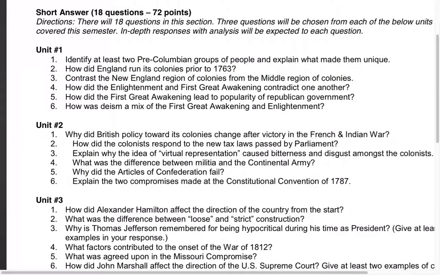Unit 1, number 1, identify at least two pre-Columbian groups of people and explain what made them unique. There were several groups that we went over. We went over groups like the Aztecs, the Mayans, the Incas, the Pueblo, and the Iroquois. The Aztecs were the most successful and the most powerful of all the pre-Columbian native groups. They were primarily located in modern-day Mexico.